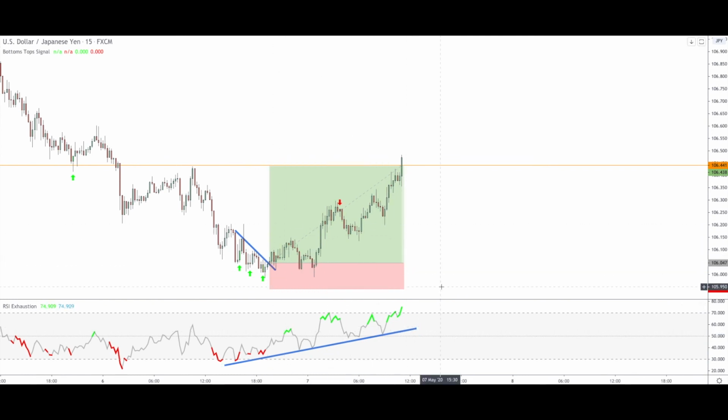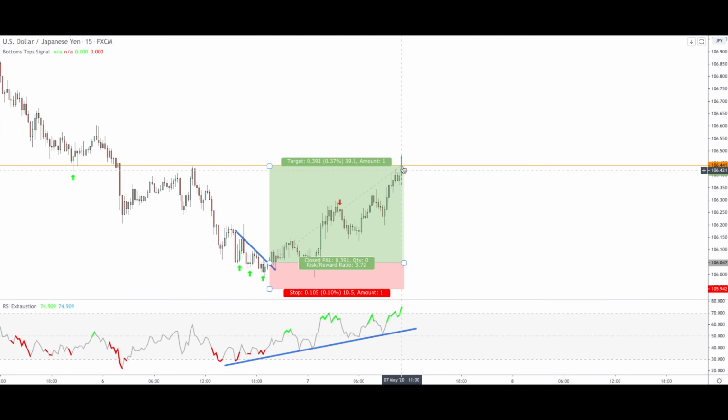Our analysis was correct. This was a major level, so it was likely to be tested. So there was actually no reason why the price should not have come to this level, and in fact it did. So in the end we closed the trade with almost 4x return, which is great.